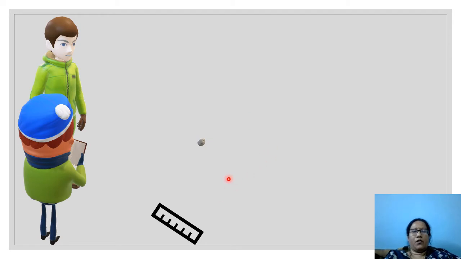So now we can see the stone through the lens. So we can see the image of the stone. So we will measure the distance between the stone and the lens.